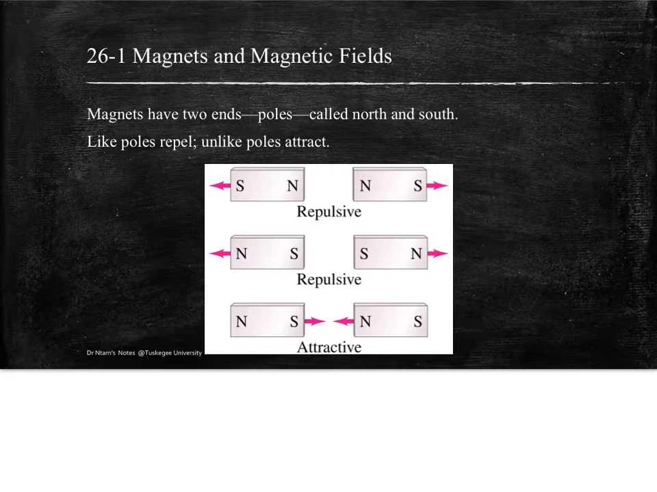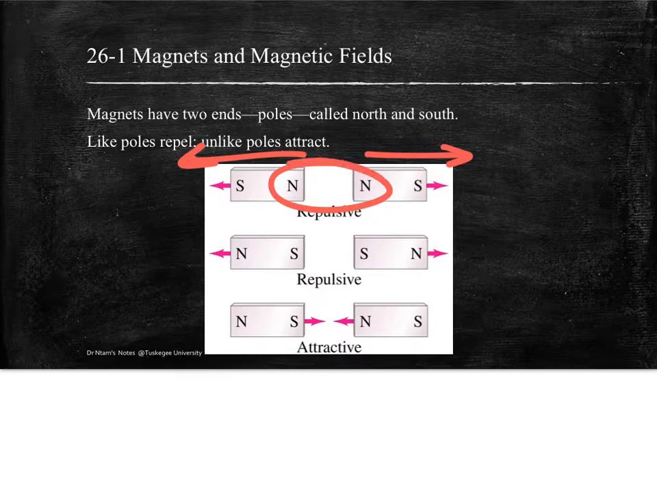Poles of the same kind repel each other. So that means a south pole will repel another south pole, and likewise a north pole will repel another north pole. A south pole will be attracted to a north pole.